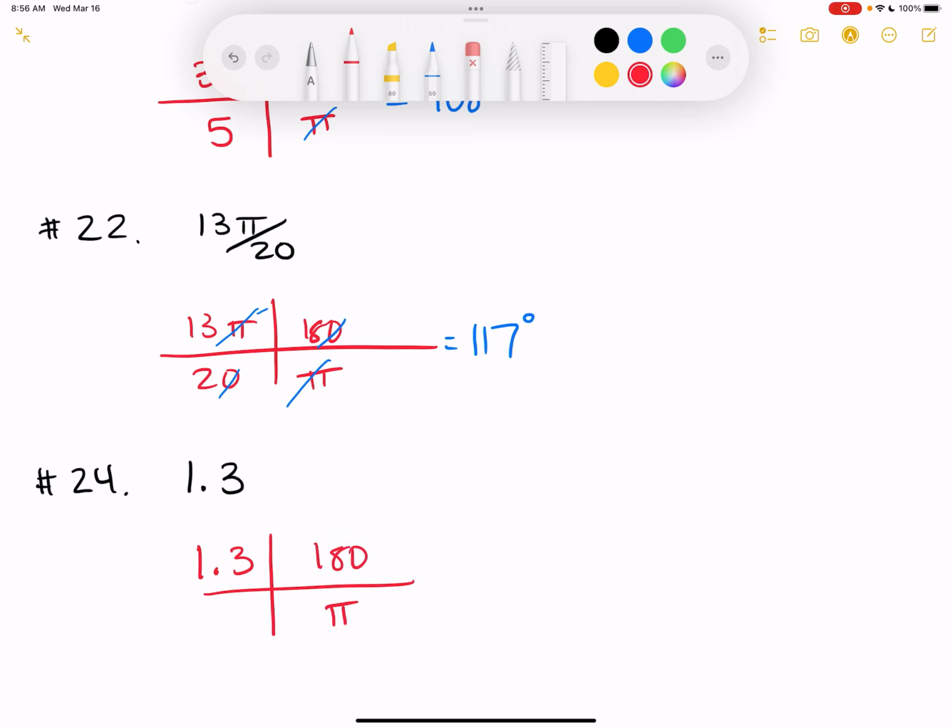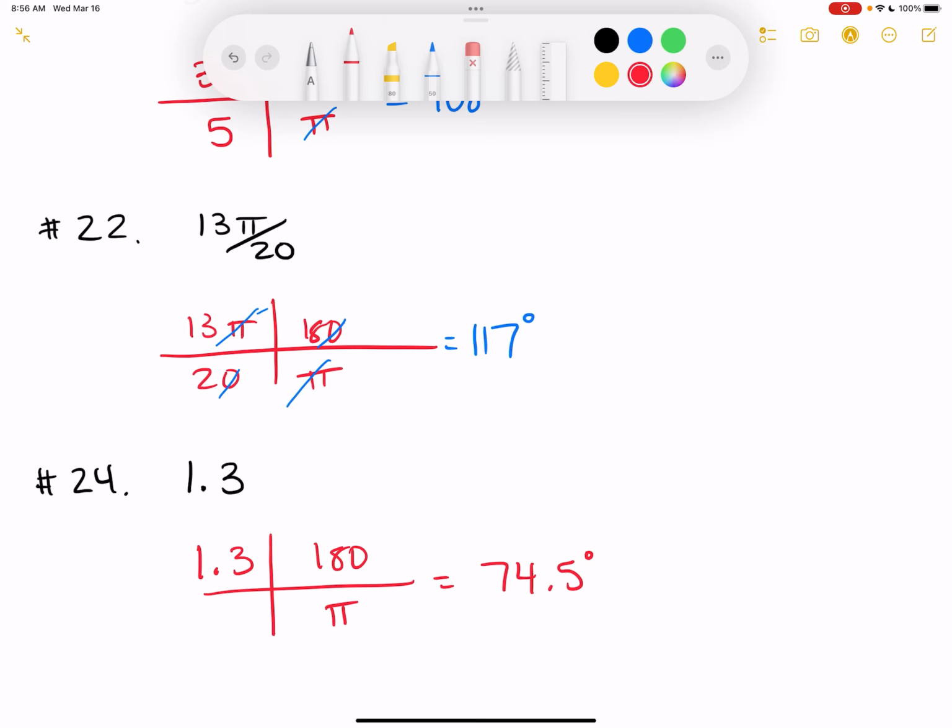Since it's not a fraction, there's nothing in this bottom box. And then the answer is, pi doesn't cancel out, so your answer is just, you have to use the button on your calculator to divide by pi. 74.5 degrees.